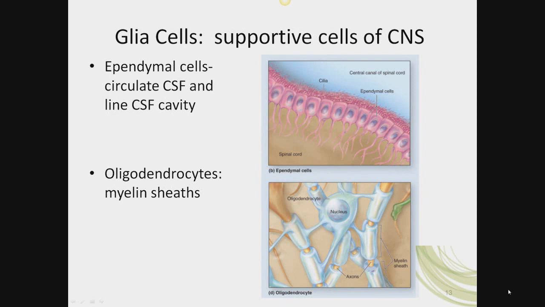Lastly, oligodendrocytes. These are large cells with a bulbous body and slender cytoplasmic extensions or processes. The processes of oligodendrocytes ensheath portions of many different axons, each repeatedly wrapping around part of an axon like electrical tape wrapped around a wire. This protective covering around the axon is called a myelin sheath.